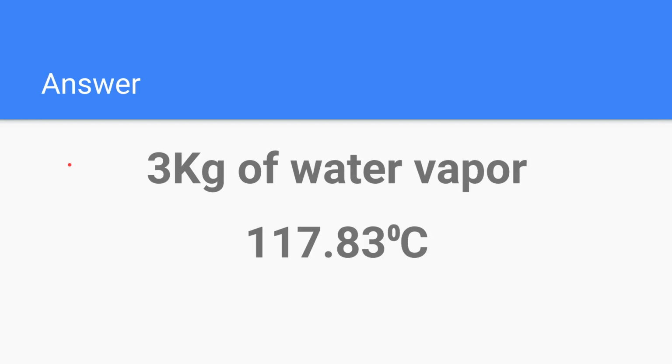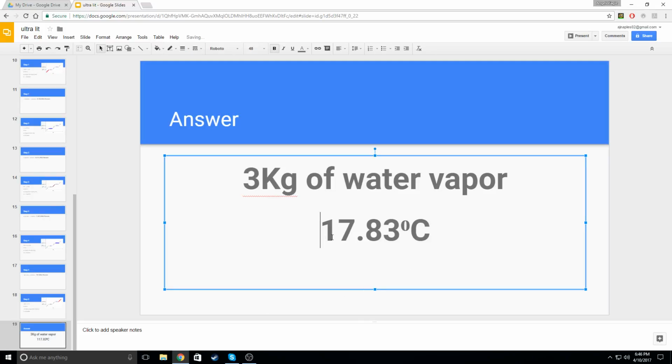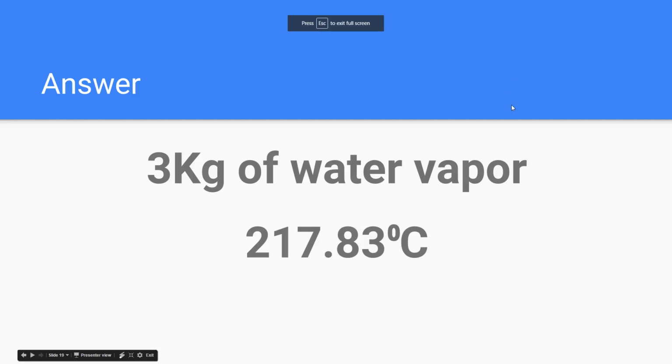So you will have 3 kilograms of water vapor and, this number's wrong. Here, give me 1 second. You will have 3 kilograms of water vapor and 217.83 degrees Celsius will be the temperature of this water vapor.